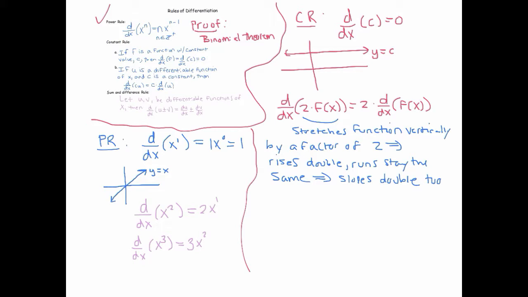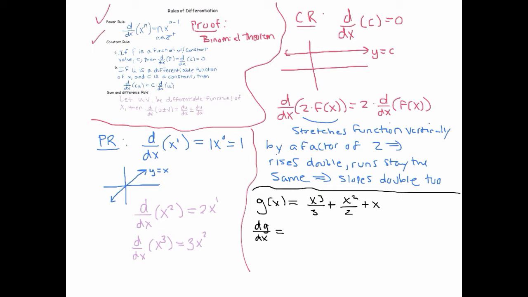And then the last useful rule has to do with sums and differences of differentiable functions. What we would want to have happen is exactly what does happen. So let's just use an example of taking g of x to be x cubed over 3 plus x squared over 2 plus x. And let's use Leibniz notation. I'm going to say the derivative, dg dx. Well, according to the sum and difference rule, we can just take the derivative of each term separately.